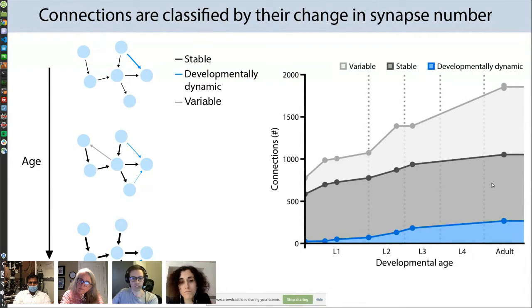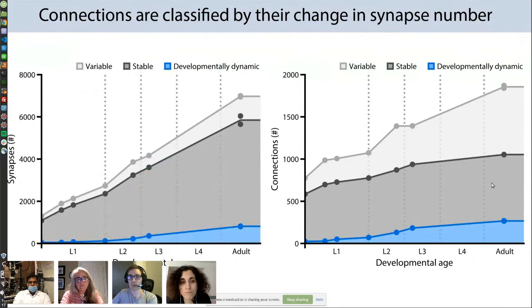Although these variable connections are typically weak, consisting of fewer synapses than other connections, if we look at the total number of synapses, the proportion is smaller. But variable connections still make up about 15% of all synapses in the brain, so they cannot simply be ignored.